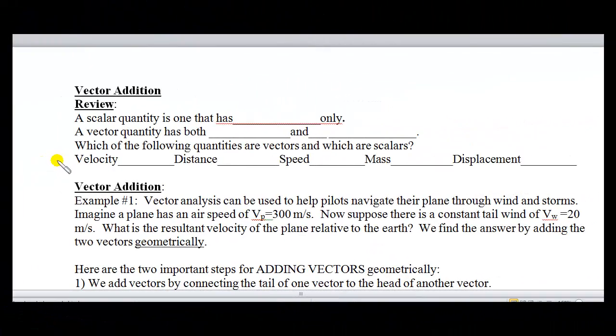Hello, folks, and welcome again to another edition of Physics Online, where today we'll talk about vector addition. But first, what I would like you to do is to take a look at these review questions right here. So get out a pencil and also get out a calculator because we'll be needing it in terms of using some trigonometry. Make sure your calculator is in the degree mode. So push that pause button and see if you can answer these review questions.